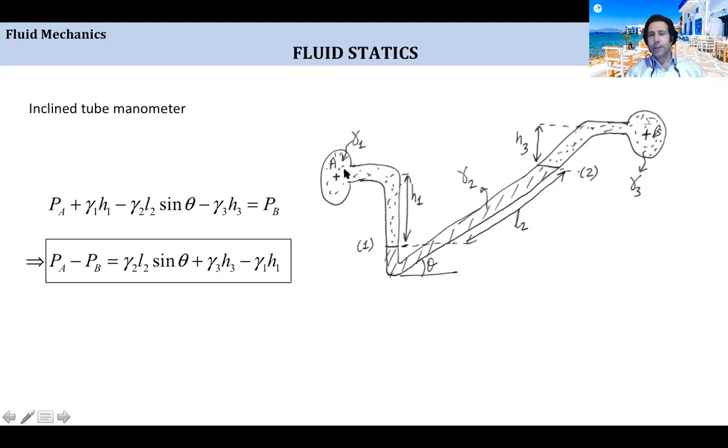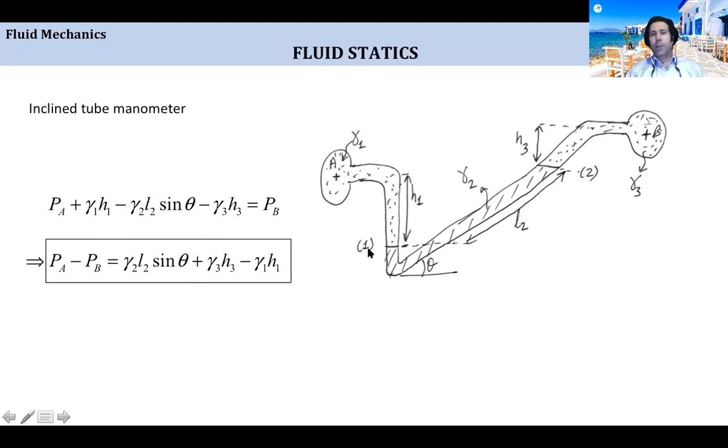Again, typically these types of manometers would be used for measuring differential pressure between, let's say, two pipes or containers. So what is important for us is PA minus PB, which is the pressure difference. We can manipulate this equation as PA minus PB equals gamma two L2 sine theta plus gamma three H3 minus gamma one H1. So this is the equation that you would be able to derive.